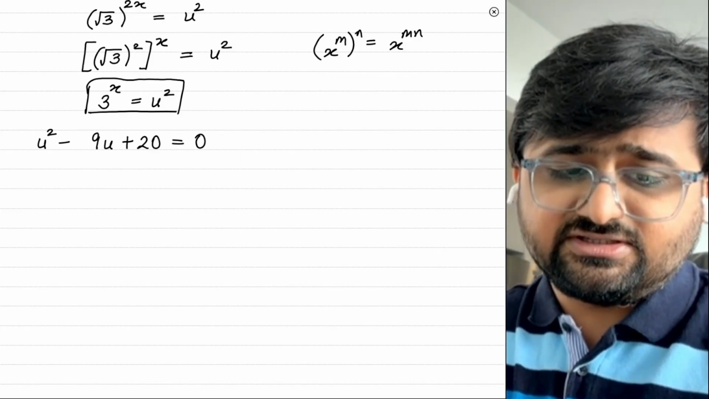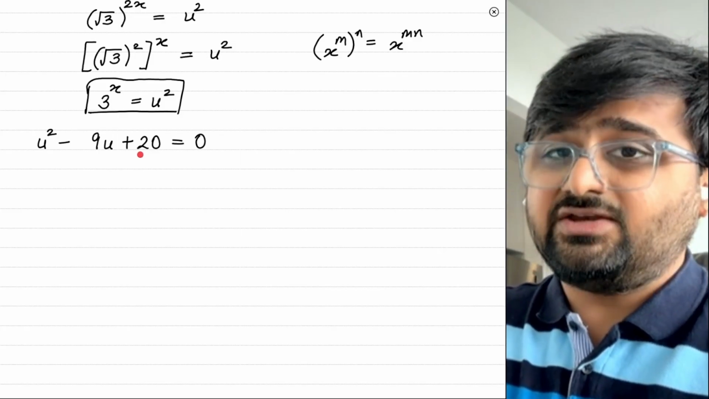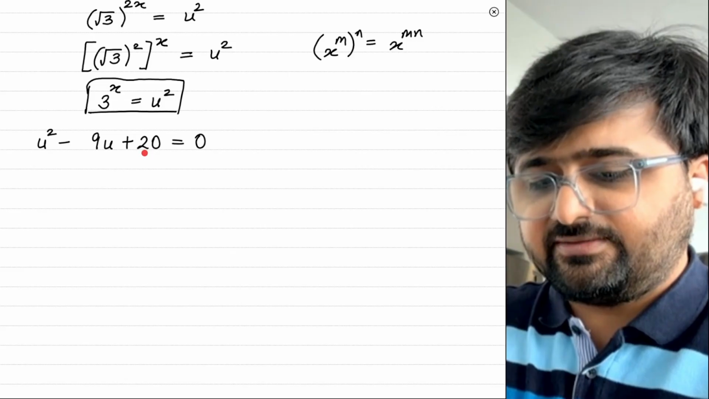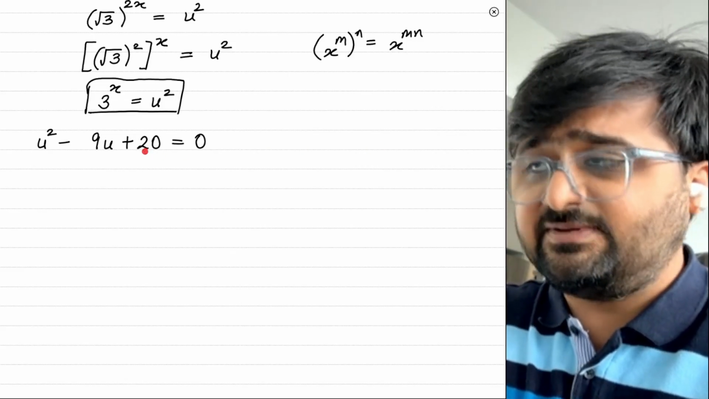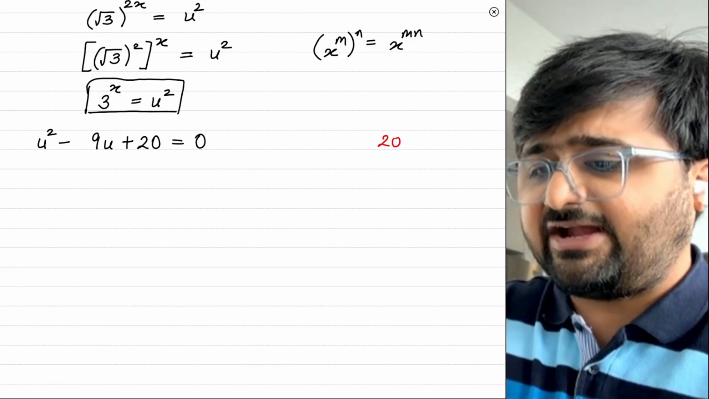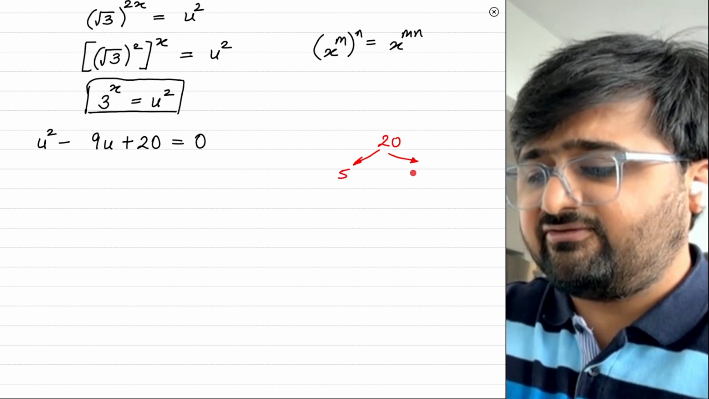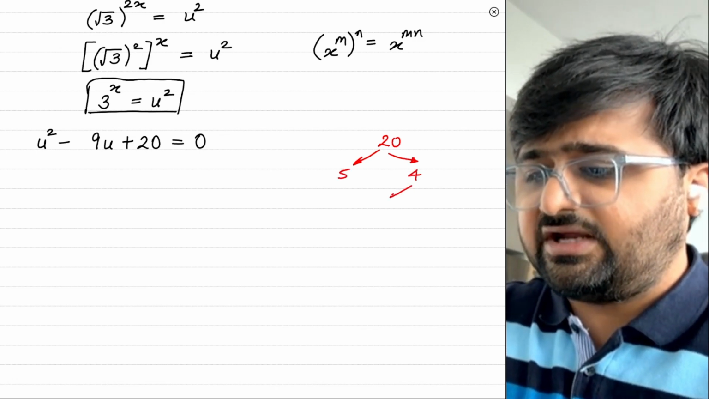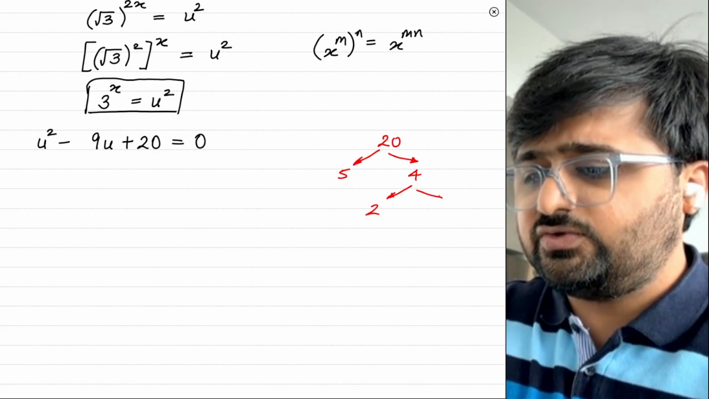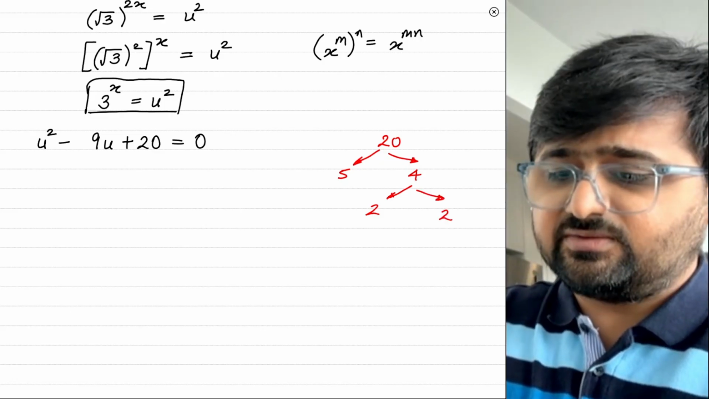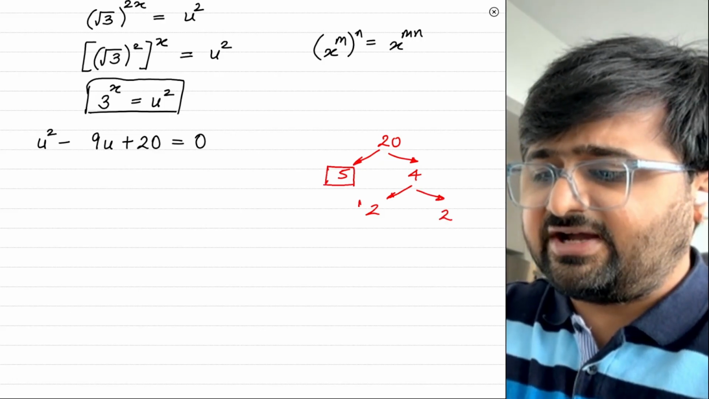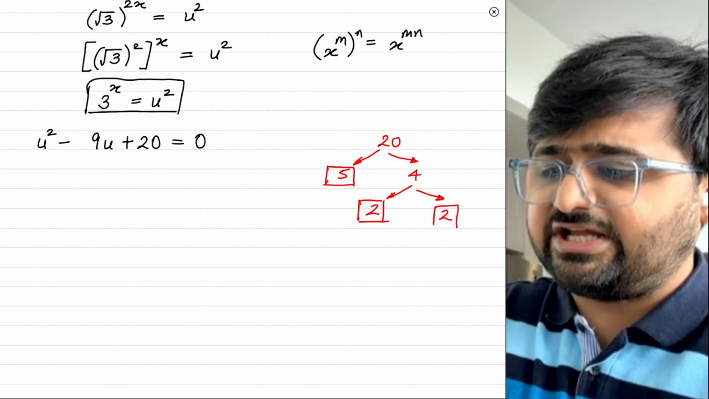Now, in order to solve this quadratic equation, we can use the factorization method. In other words, we can split that 20 into prime factors. So that 20 can be first written as 5 times 4, and that again 4 can be written as 2 times 2. So the prime factors of that 20 are 5 times 2 times 2.